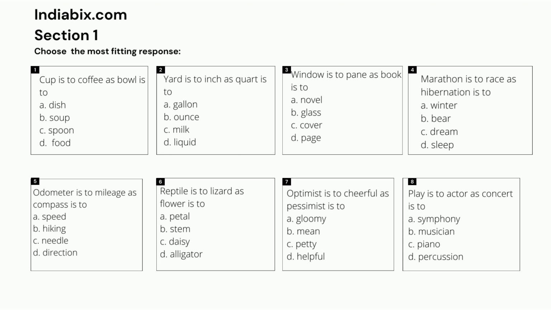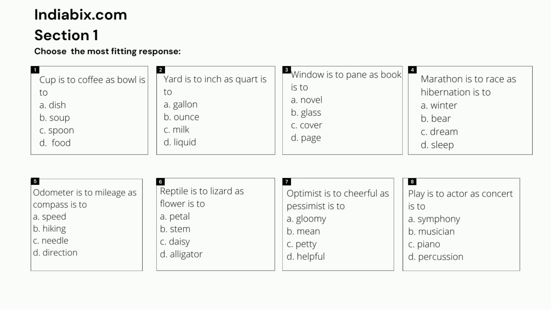Awesome. So coffee goes into a cup and soup goes into a bowl, right? Choices A and C are incorrect because they are other utensils. The answer is not choice D, which is food, because the word food is much too general. Getting the gist of it now? Okay, so we can move on to number two.